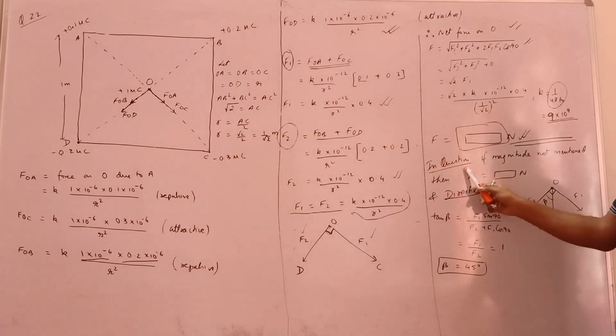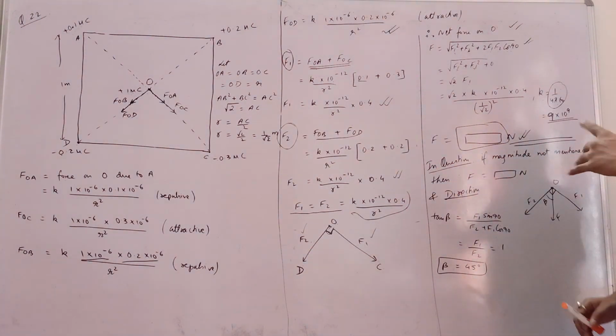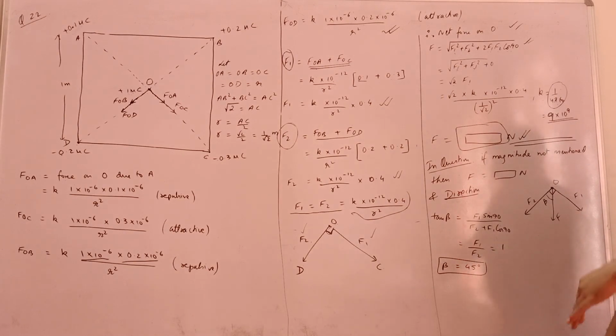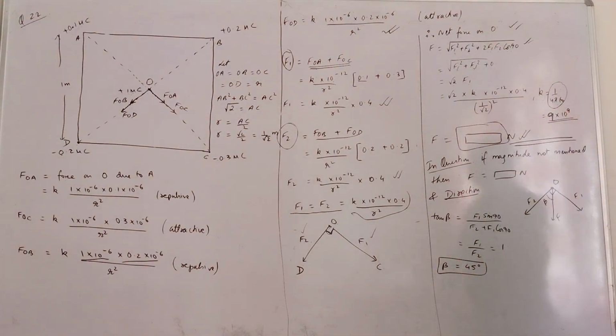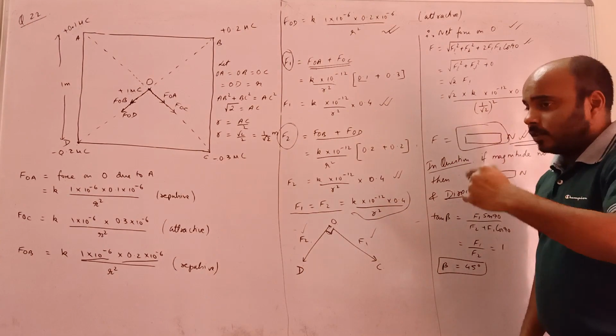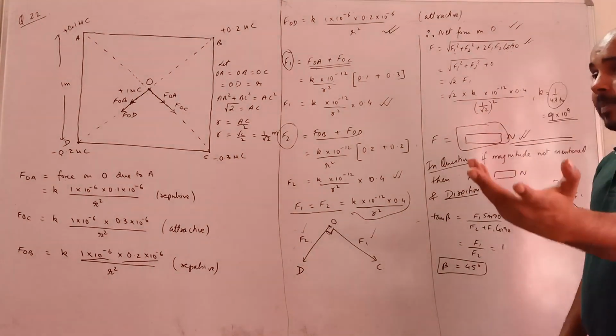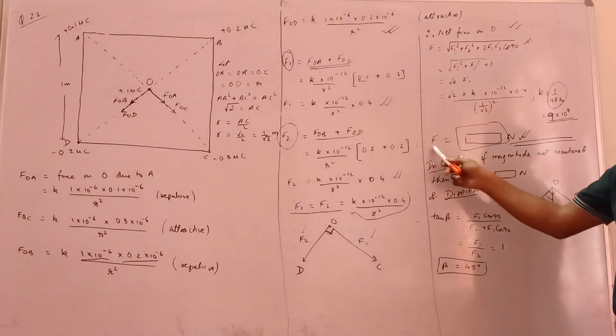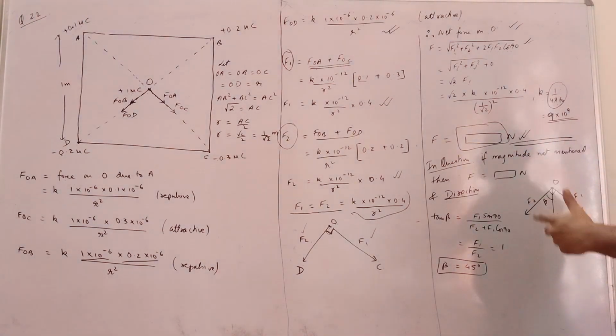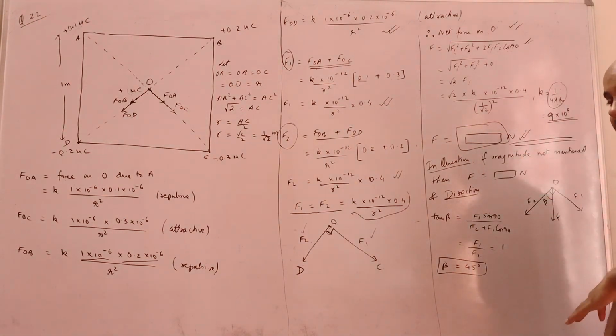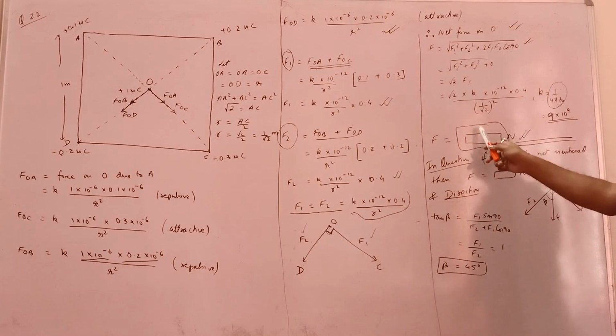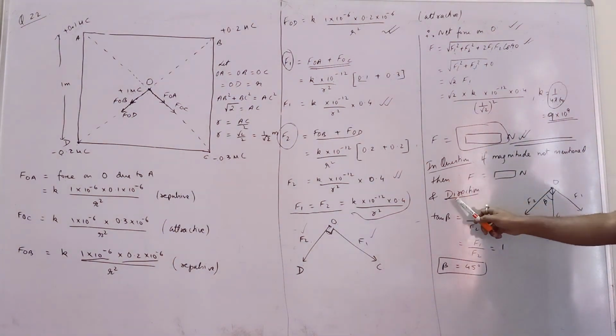Now if in the question the word magnitude is not mentioned and they only ask you to find the force, try to understand the difference between both things. If they ask you only the magnitude, your job is over. You calculate the magnitude. But if they ask you the force, then the job is to calculate both magnitude as well as direction. So magnitude we got. We need to find the direction extra.